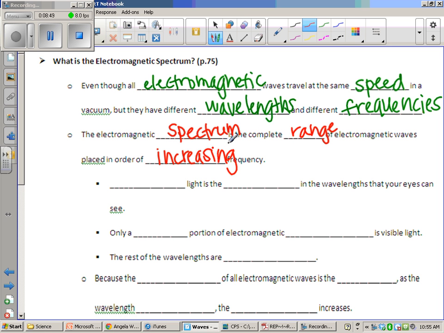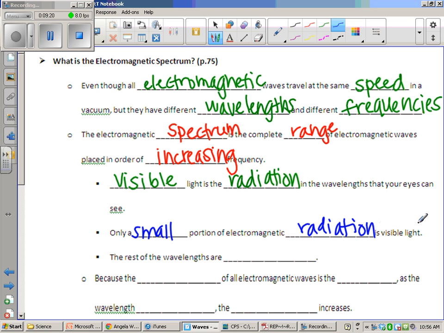Okay, so visible light is the radiation and the wavelengths that your eyes can actually see. Now, only a very small portion of electromagnetic radiation is visible to the eye. So only a small portion of electromagnetic radiation is visible light. The rest of those wavelengths are actually invisible.